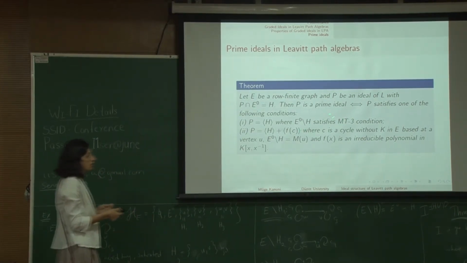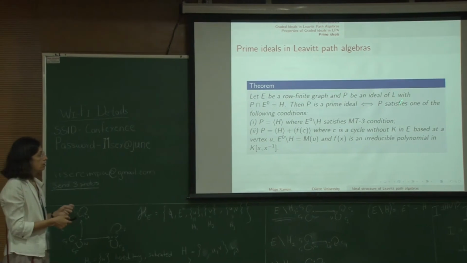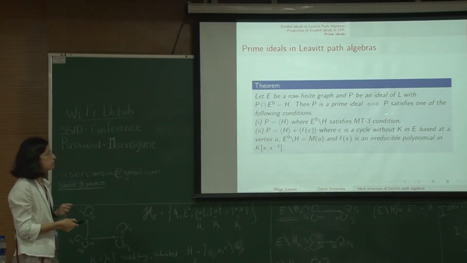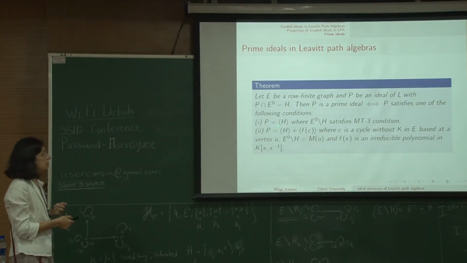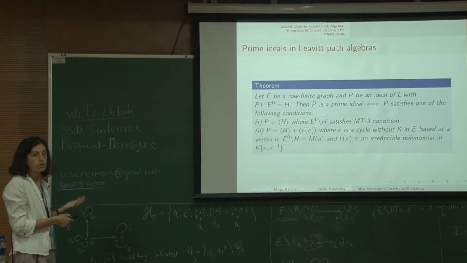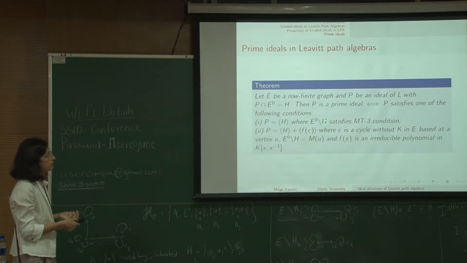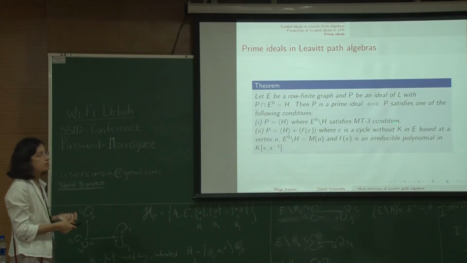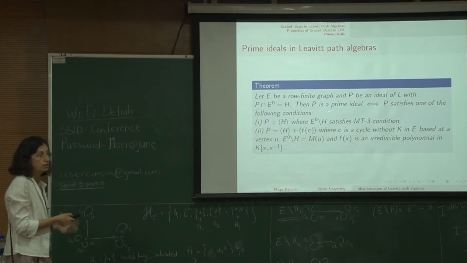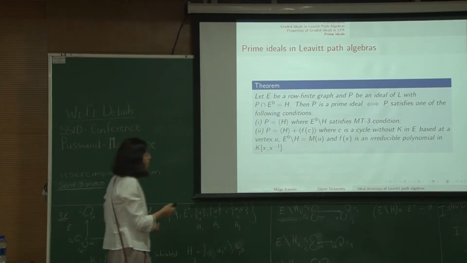This is, in the morning, Professor Ramaswamy mentioned about the prime rings. The zero ideal in a prime ring is prime. So that H is zero. The graph itself satisfies the downward directed condition, which implies that the Leavitt path algebra itself is prime.